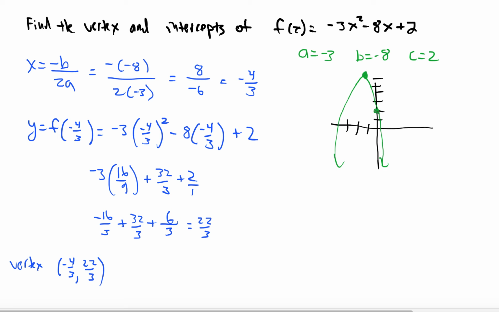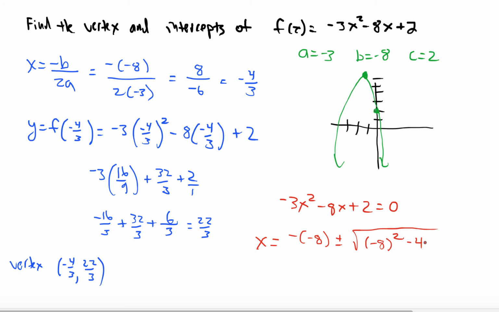So the y-intercept we can see, right? The y-intercept is going to be at 2. But what about the x-intercepts? How do we find that, right? So to find the x-intercepts, we simply set the function equal to 0 and solve this. Right, now, unfortunately, this is not factorable, so we're going to have to use the quadratic formula, right? So x is going to equal negative b, so the negative of negative 8 plus or minus the square root of negative 8 squared minus 4ac, so minus 4 times negative 3 times 2 all over 2 times negative 3, right? And then we should be able to reduce this and get our final answer, okay?